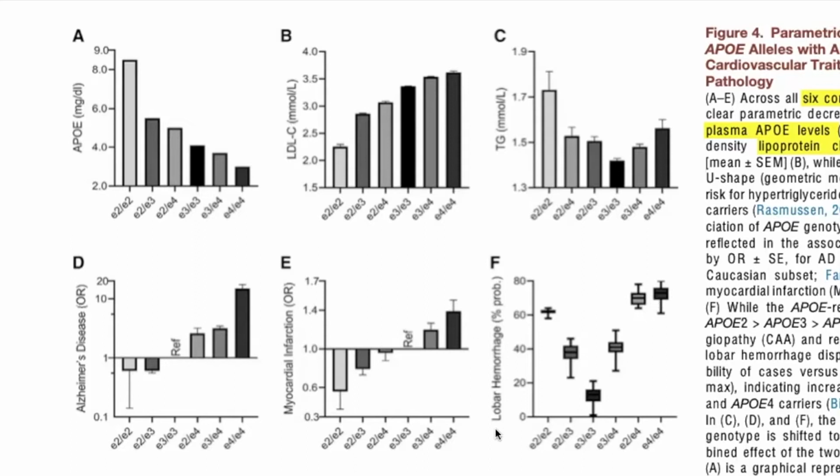But if you look at other diseases like lobar hemorrhage, you have what they call a U-shape presentation. So it's not always that if you have the APOE4 variant you are at higher risk for disease, but APOE2 also has a different presentation. It's not always an increasing trend from APOE2 to APOE4; you can also have this U-shape trend, which is also present here for triglycerides.